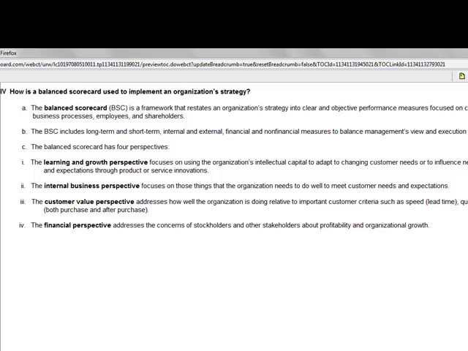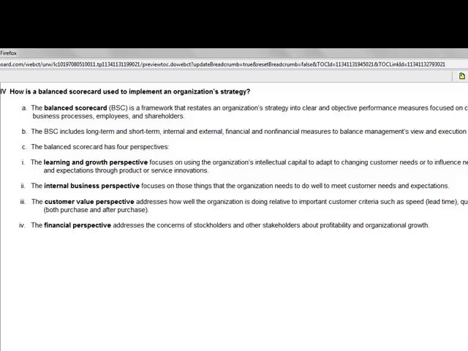The problem with the financial perspective on its own is that it is a historical measure. It's still important, and we still need to focus on it, but once we get to that net income and we report it to our outside stakeholders, it's too late. We can't change it at that point. So the balanced scorecard has these 3 other perspectives that we focus on in order to help protect our net income, our bottom line, in the future.